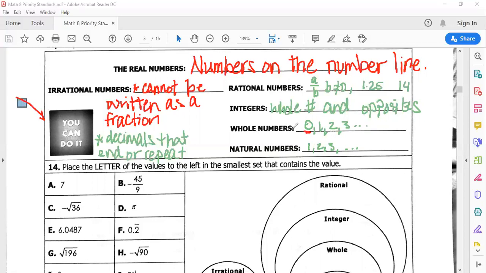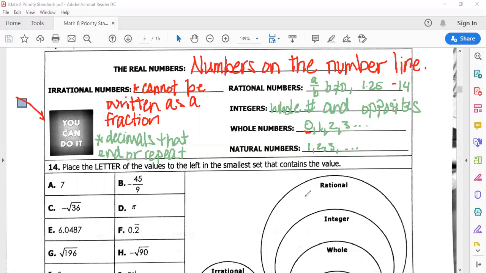And then once you move up from whole numbers to integers, you have all of these positive whole numbers plus their opposites, which means all the negatives. And then rational numbers, anything that can be written as a fraction. And I'm going to put in a negative here just to remind you that rational numbers can be negative.